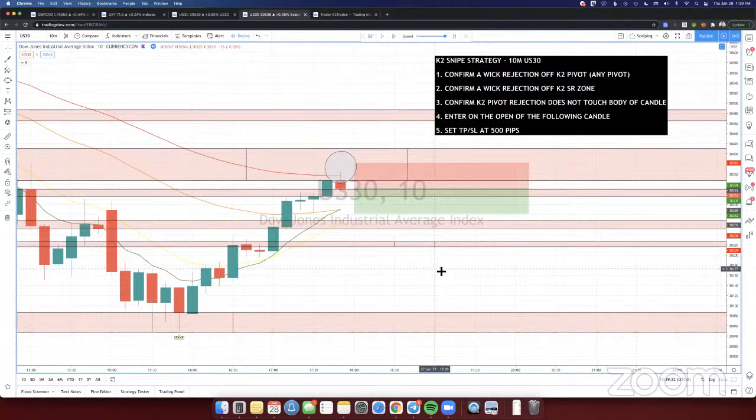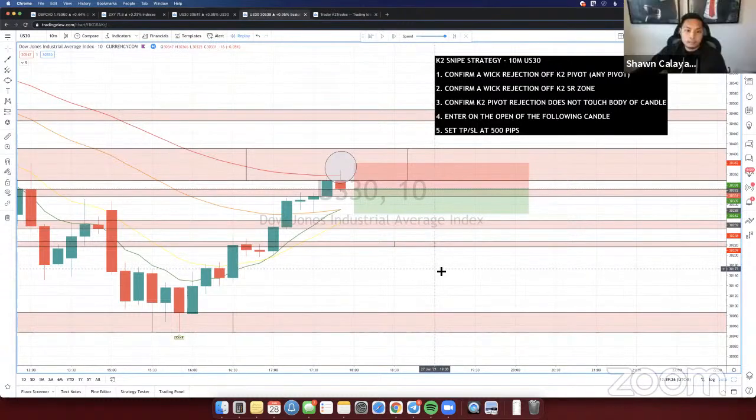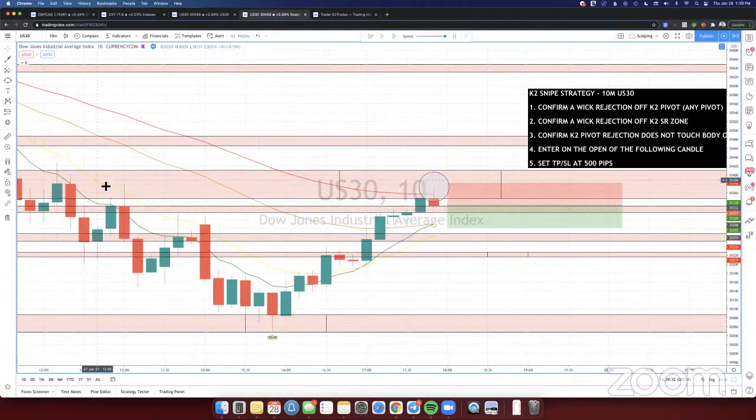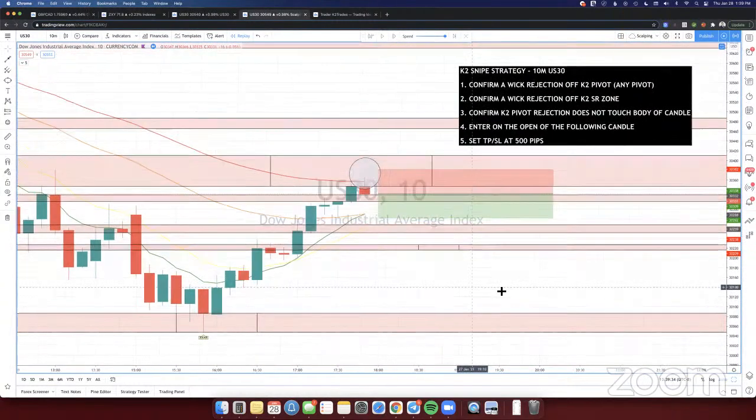Okay. But it has to be outside the zone. It doesn't necessarily have to be outside. You just need to see a rejection. So you see how it's rejecting off it? You could look at all these zones right here. Oh, I got you. So as long as the candle is going away from the zone.